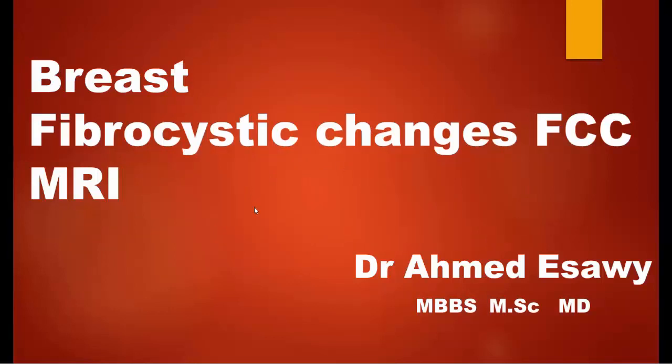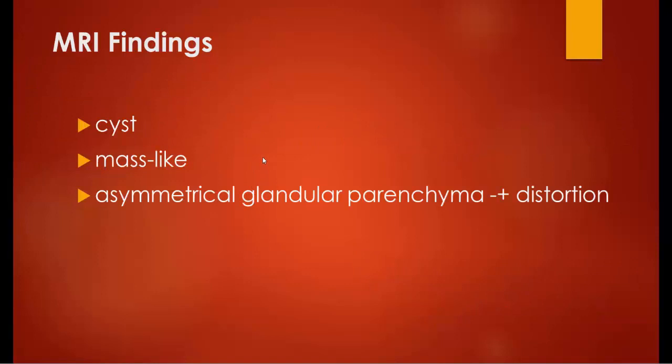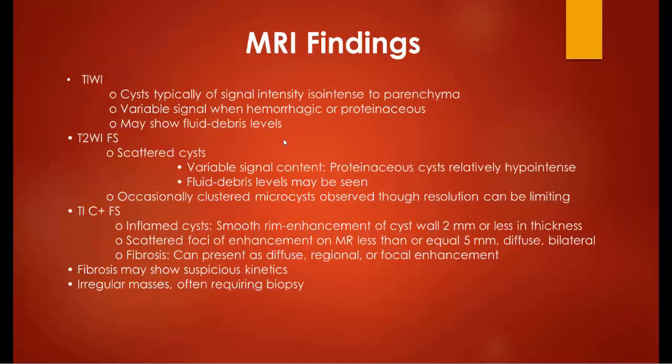Breast fibrocystic changes in MRI. MR finding include cyst, mass-like asymmetrical glandular parenchyma with or without distortion. MR finding in T1: cyst typically of low signal intensity, isointense parenchyma, variable signal when hemorrhagic or proteinaceous, may show fluid debris level. In T2 fat suppression, scattered cyst present as variable signal content, proteinaceous relatively hypo-intense, fluid debris level may be seen.